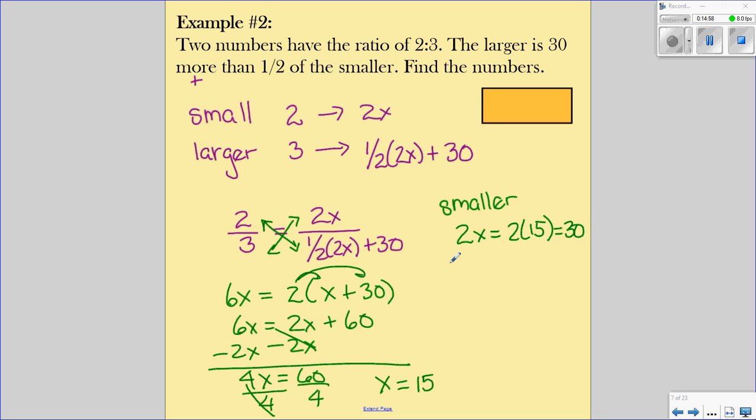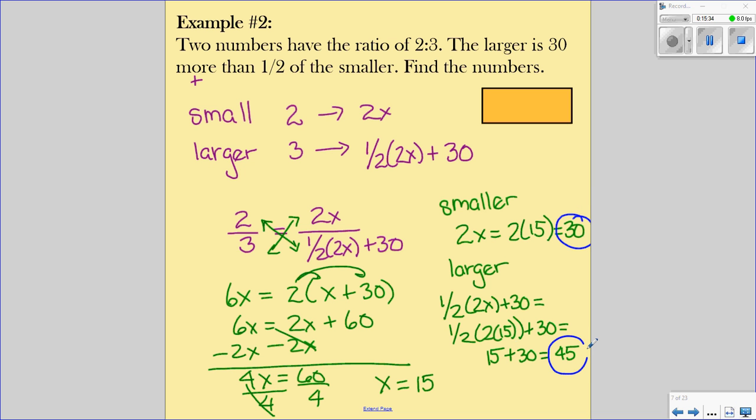And then the larger, which was half the smaller. So I'm just going to write what I had originally and then plug in my information. Half the smaller, so now that means this was 30. Half of 30 gives me 15. 15 plus 30, 45. And I'm going to circle the answer in another color. So the larger is 45 and the smaller is 30.